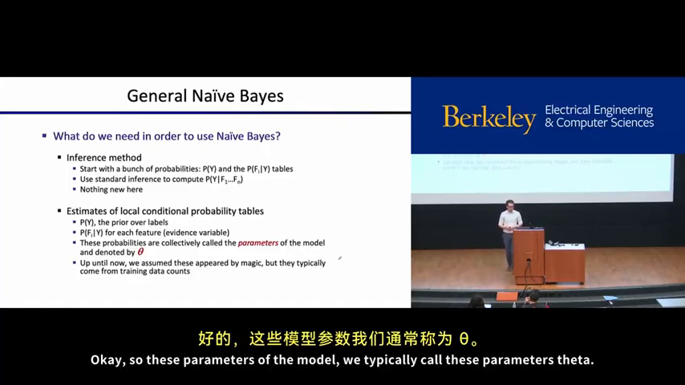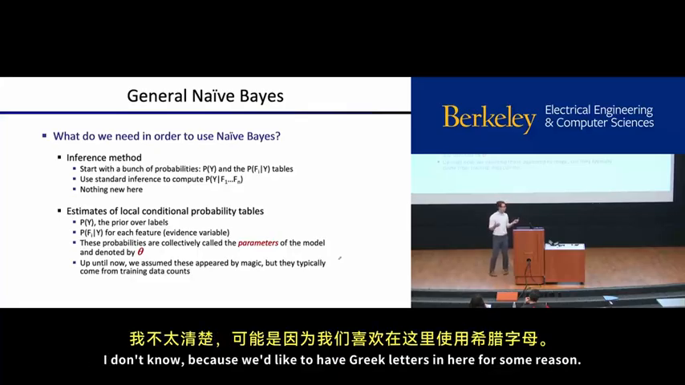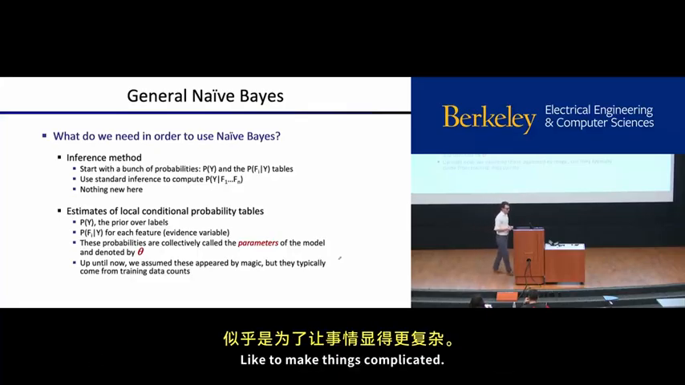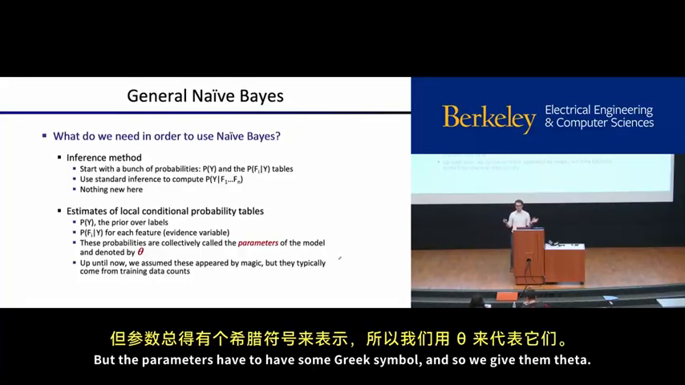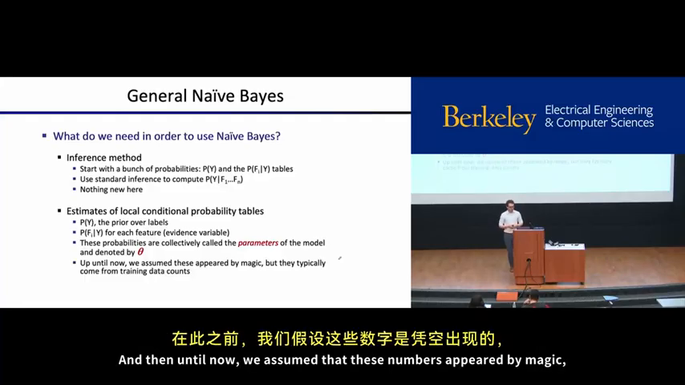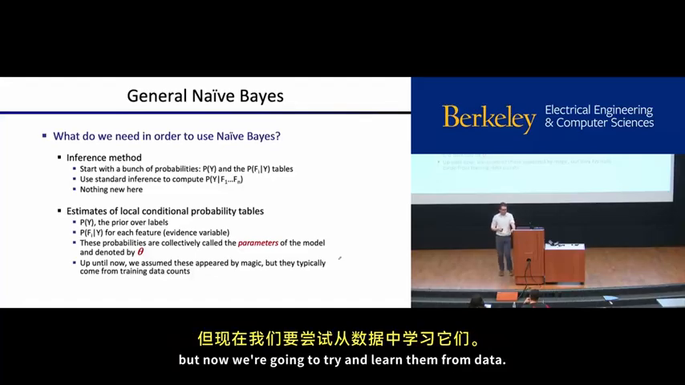So these parameters of the model, we typically call these parameters theta. I don't know, because we'd like to have Greek letters in here for some reason. Like to make things complicated. But the parameters have to have some Greek symbol, and so we give them theta. And then until now, we assumed that these numbers appeared by magic, but now we're going to try and learn them from data.